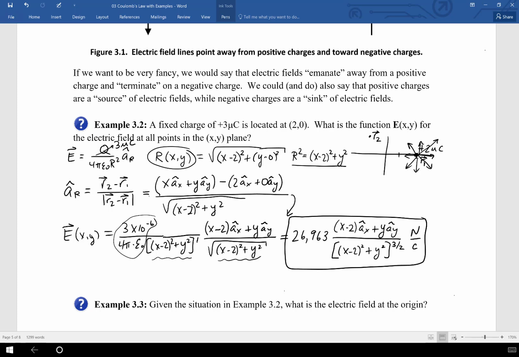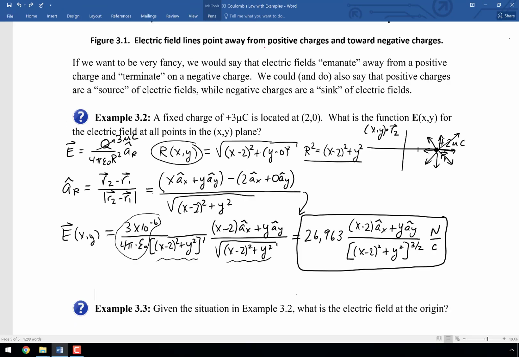So again, let me just take you quickly through it. I calculated what r is, calculated what r squared is, and calculated the unit vector a sub r in terms of x and y. Remember that we have an arbitrary point, and this arbitrary point is at x comma y. Then I plugged all of that into my expression for the electric field, and I ended up with one expression for the electric field.